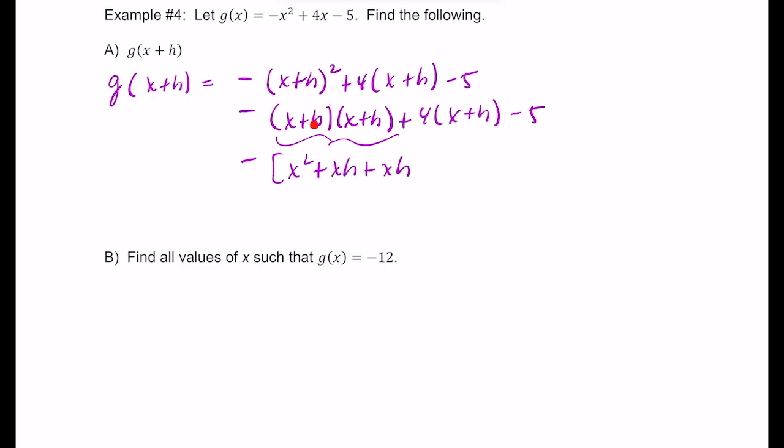And then I've got my last terms, which are h times h. We know that's h squared. Okay, I grouped that into brackets. You could use parentheses as well. Just another grouping symbol because I want to make sure I distribute that negative to that whole expression.